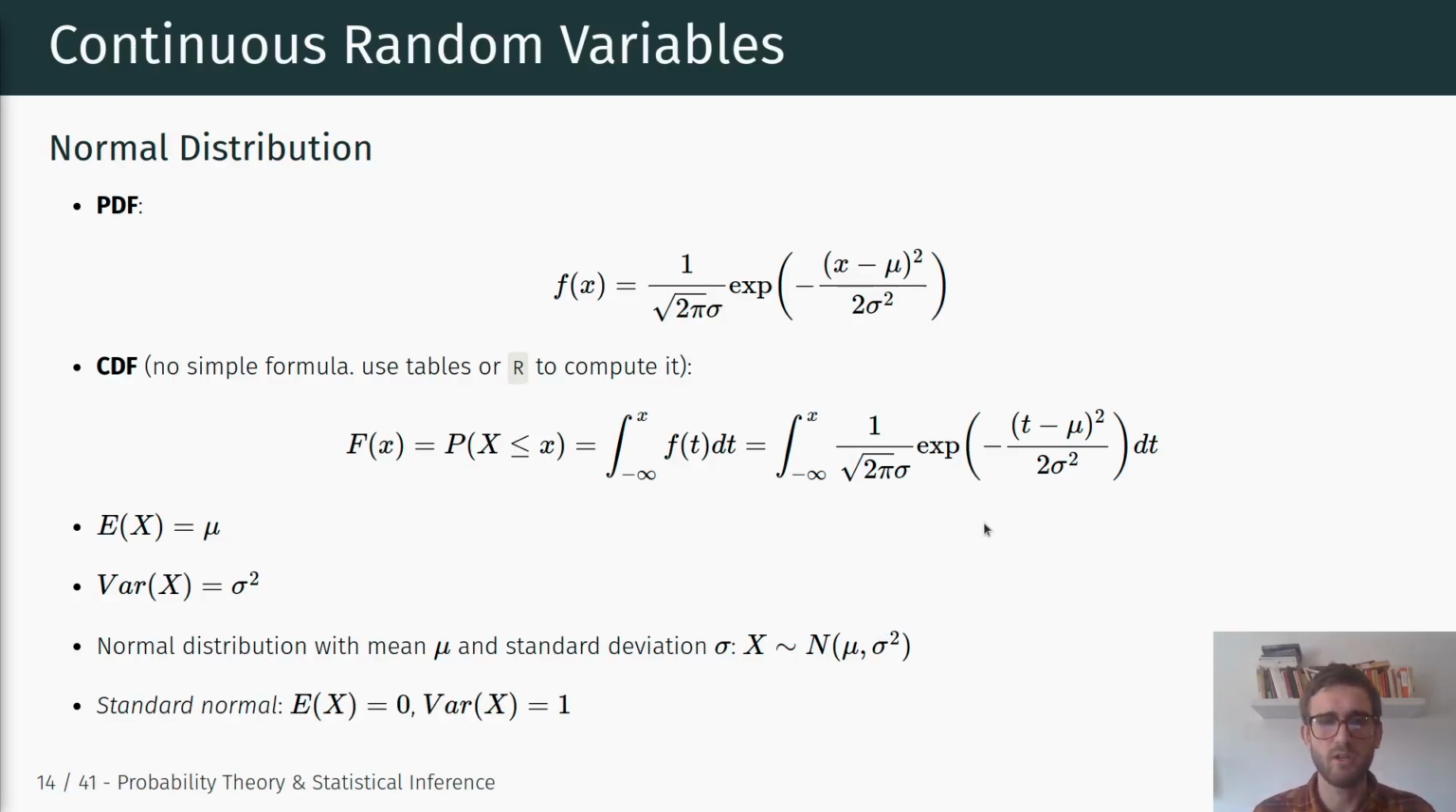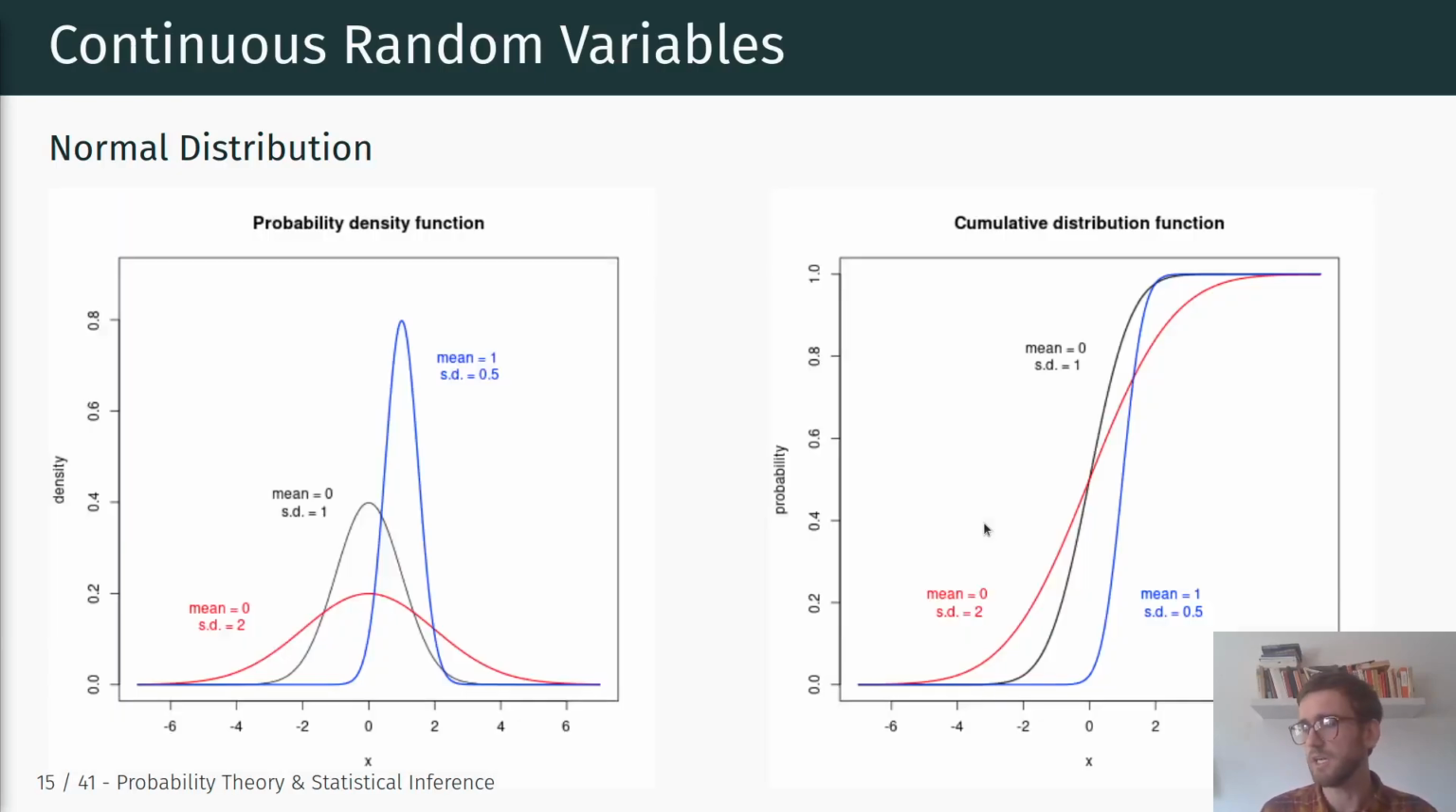We often also talk about a standard normal distribution. A standard normal distribution is simply characterized by the fact that it has an expectation of 0 and a variance of 1. Here are a couple of examples of probability density functions and cumulative distribution functions for normal distributions with varying means and standard deviations.